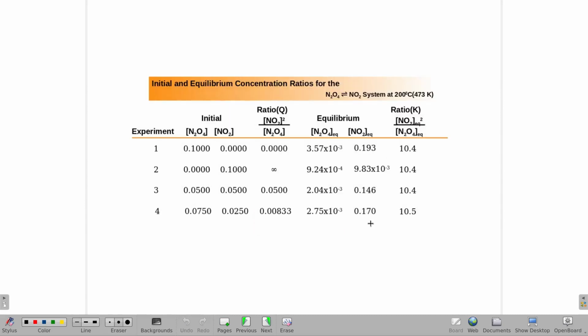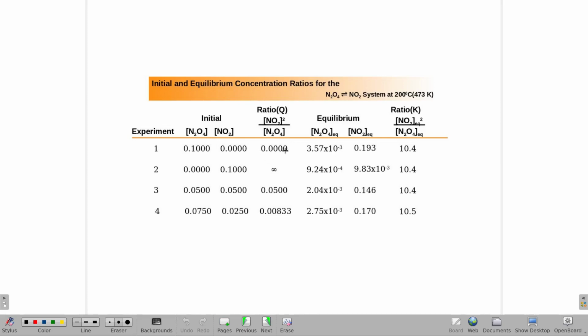So here's that reaction we actually had. The N2O4 going to NO2. And we had various different starting ingredients. So basically we'd have one where it was nothing but N2O4 and another one where it was nothing but NO2, and we let it go forward. Now, we were able to do a calculation using those numbers to get a product quotient.